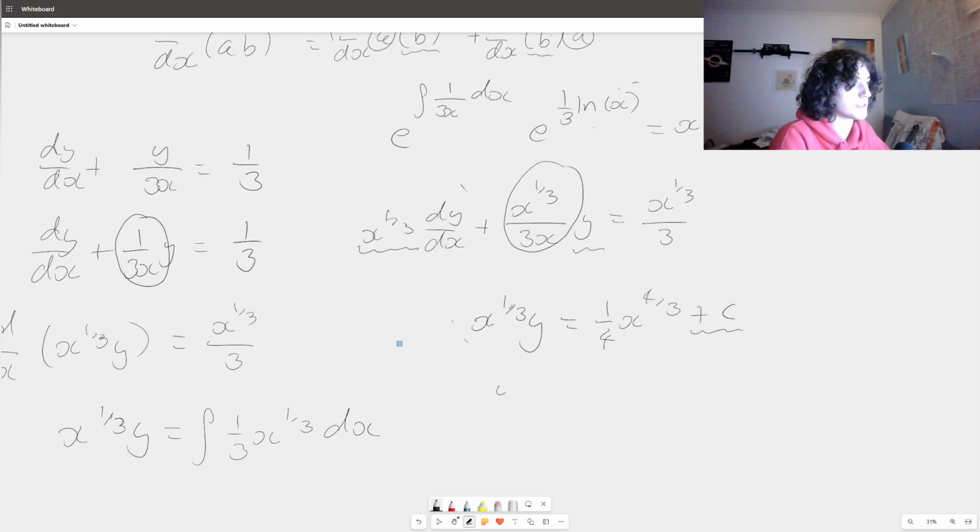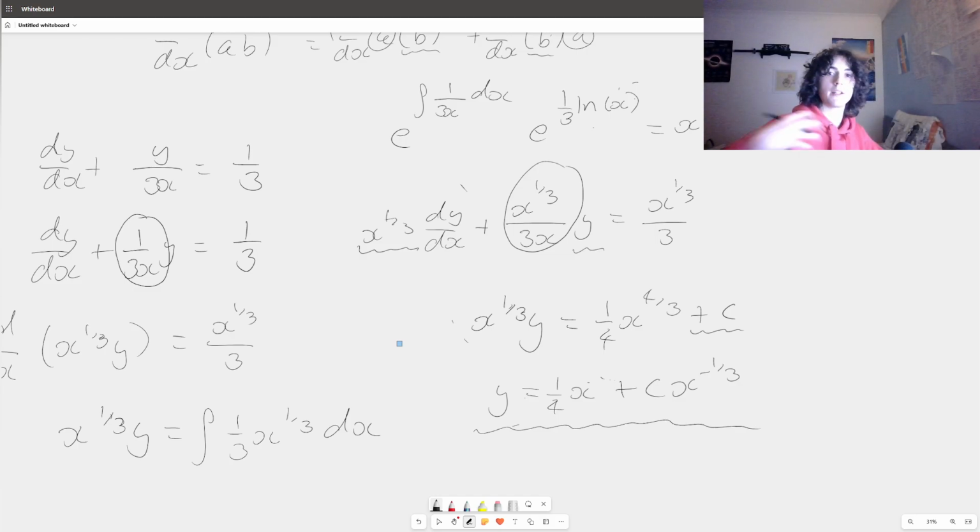And so if we're going to express y in terms of x, we can divide through by x to the third, so we get a quarter x to the, and then 4/3 minus 1/3 is, well, x to the 3 over 3, which is x to the 1, plus c over x to the 1/3, or c x to the minus 1/3. And that is your equation for y written in terms of x, also known as your general solution.